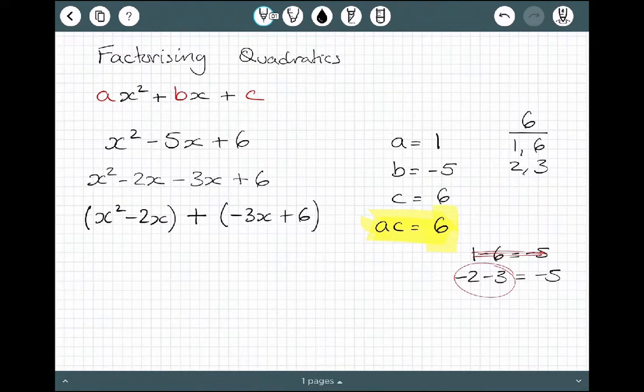So we look at the first set of parentheses and we look to factorize that. And we say, what is common to x squared and to negative 2x? Well, there's only one thing, and that is x.